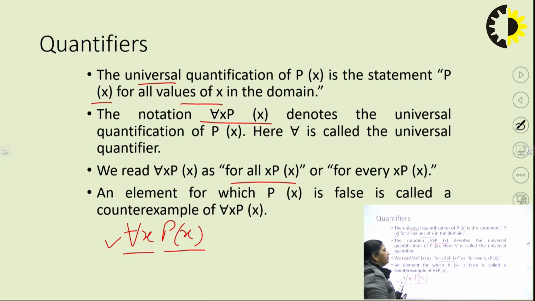An element for which Px is false is called a counter example of this. So if the condition is not true for some element, that is the counter example. But what is actually universal quantification? It will be true for all the values. So if we give a counter example, it means it is not true for all.